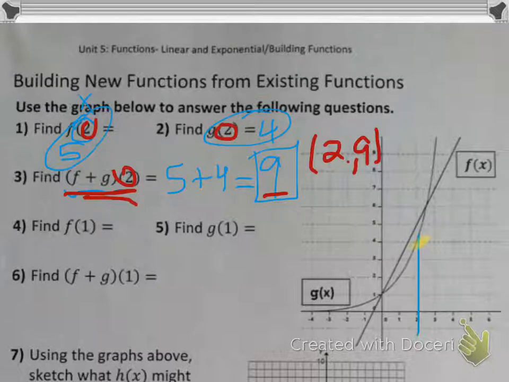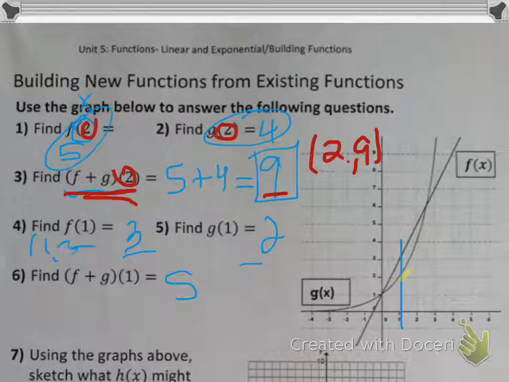Okay, let's see if we can do the same thing now with our next examples. We're going to find f of 1. Again, f is the straight line, so it looks like we're up at 3. Then we're finding g of 1, which is the curve. It looks like we're up at 2 right there. And then it says find f plus g of 1. Adding those together, we're at 5. So again, this ordered pair would have been (1, 3), this ordered pair would have been (1, 2), and when I add them together, my new ordered pair is (1, 5). So just answering some questions about those graphs.